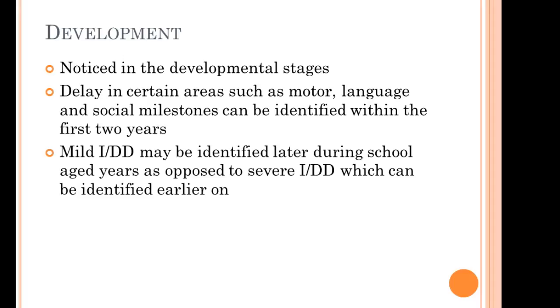Intellectual disability is usually noticed in the developmental stages. So, like I said previously, that's between childhood and adolescent years. Parents, daycare workers, or teachers will usually notice a certain delay in areas such as motor skills, language, and social milestones. This usually can be identified within the first 2 years of a child's life. Mild intellectual disability may be identified later on during school age years, as opposed to severe intellectual disability, which can be identified earlier on, and it's sometimes due to physical appearance.